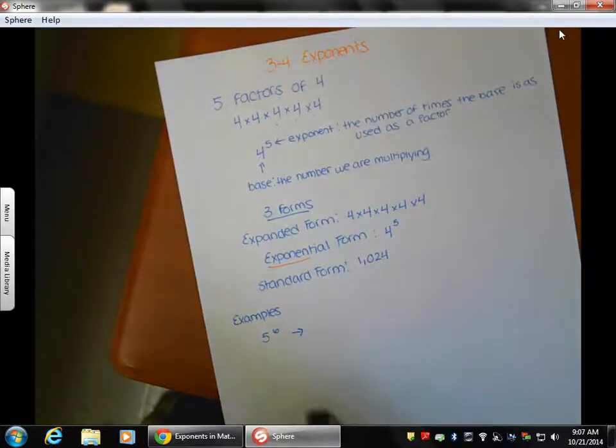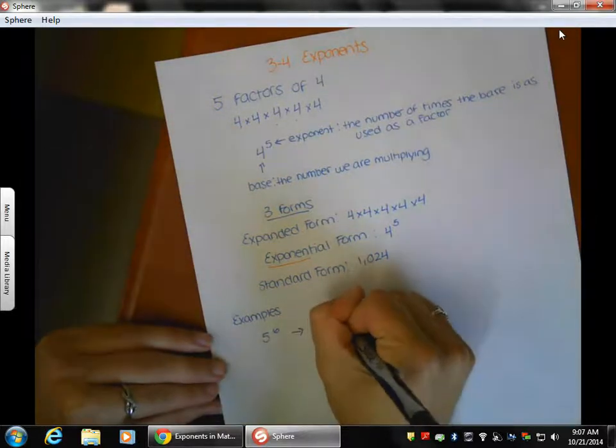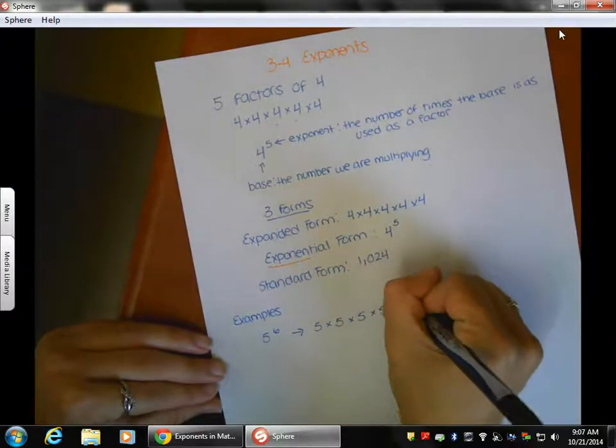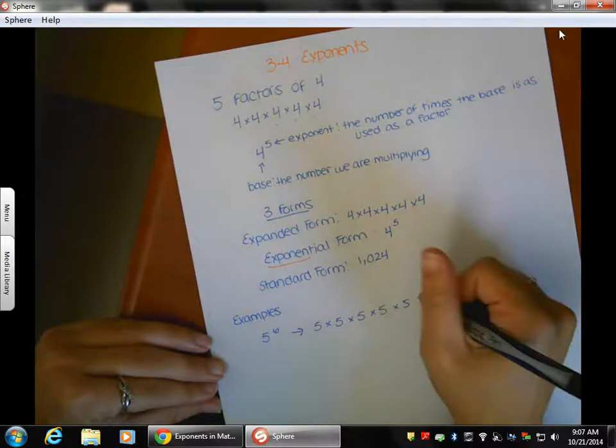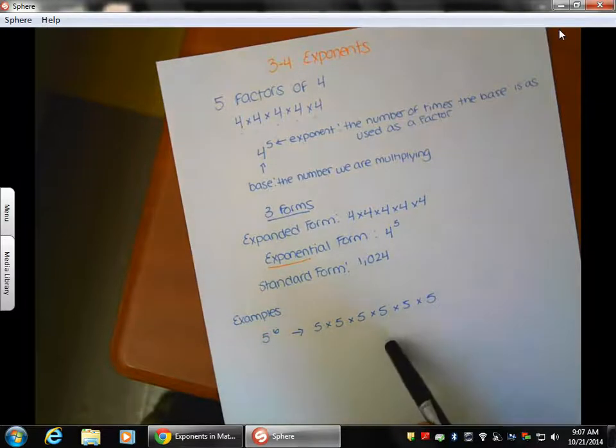So this little number, once again, is telling us that we have to multiply it 6 times. So it will be 5 times 5 times 5 times 5 times 5. 1, 2, 3, 4, 5. One more. And that's expanded form. Okay, so there we have exponential to expanded.